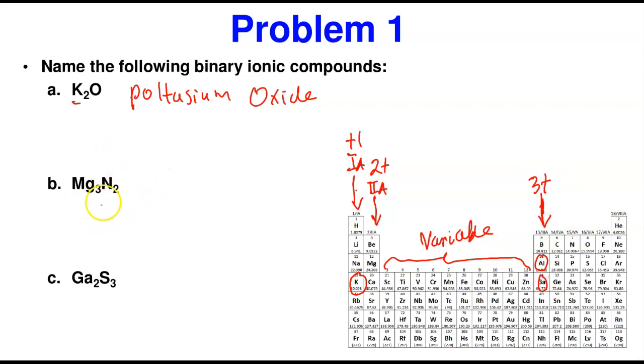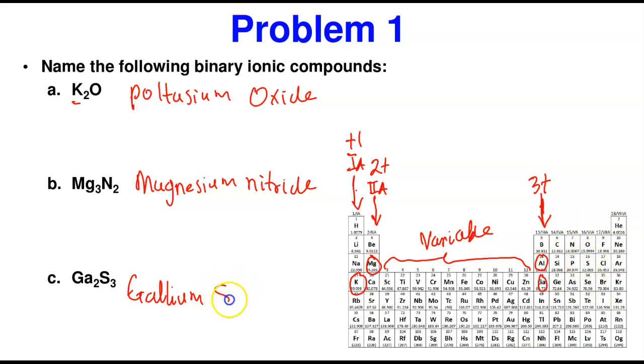So here now we're going to name this one. Magnesium is in group 2, so of course it has a fixed charge. This will be magnesium. Nitrogen, we name it as what? Nitride. And again, we have to use gallium. Gallium is in group 3 and has a fixed charge, so we're going to call it gallium, the full name. And then sulfur is in group 6. The sulfide ion, we're going to name it as sulfide, S-U-L. This is the sulfide, and so this becomes gallium sulfide.